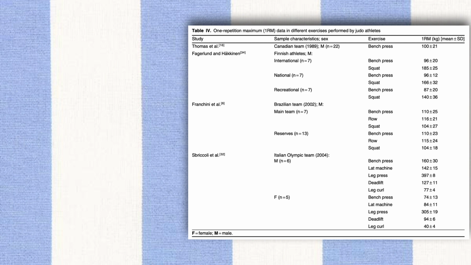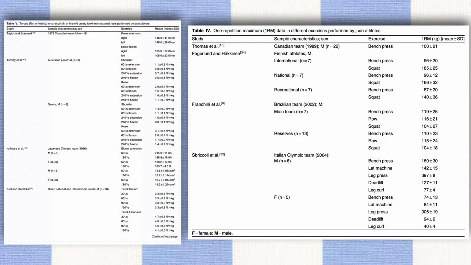Some studies presented values of strength on specific machines, which can provide a more realistic perspective and a more specific and performance-related evaluation. The table presents the results of strength tests conducted on isokinetic equipment in athletes. When athletes from different age classes are compared, both knee and shoulder flexion and extension strength were higher in seniors compared with juniors. Only one study presented a statistical comparison between male and female athletes.